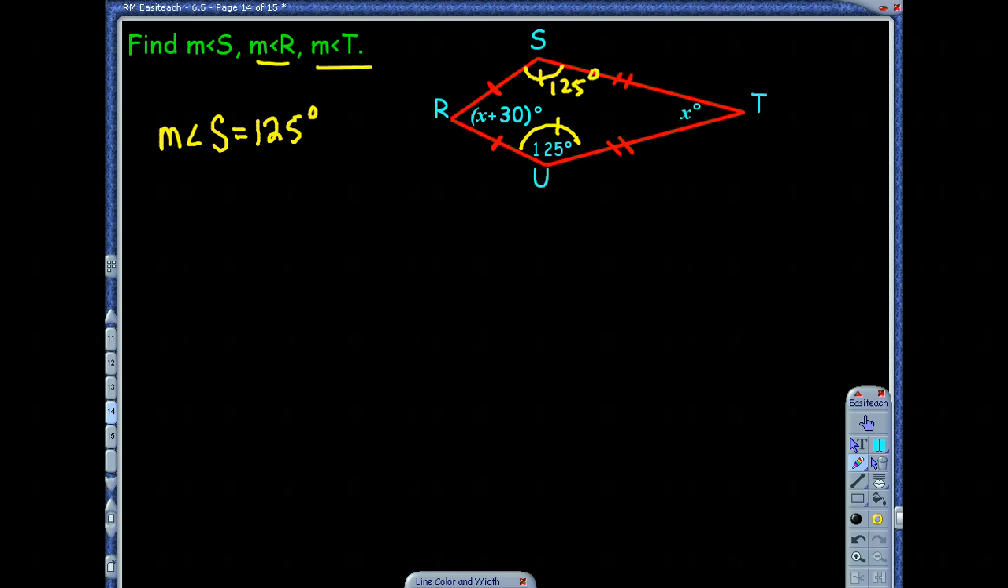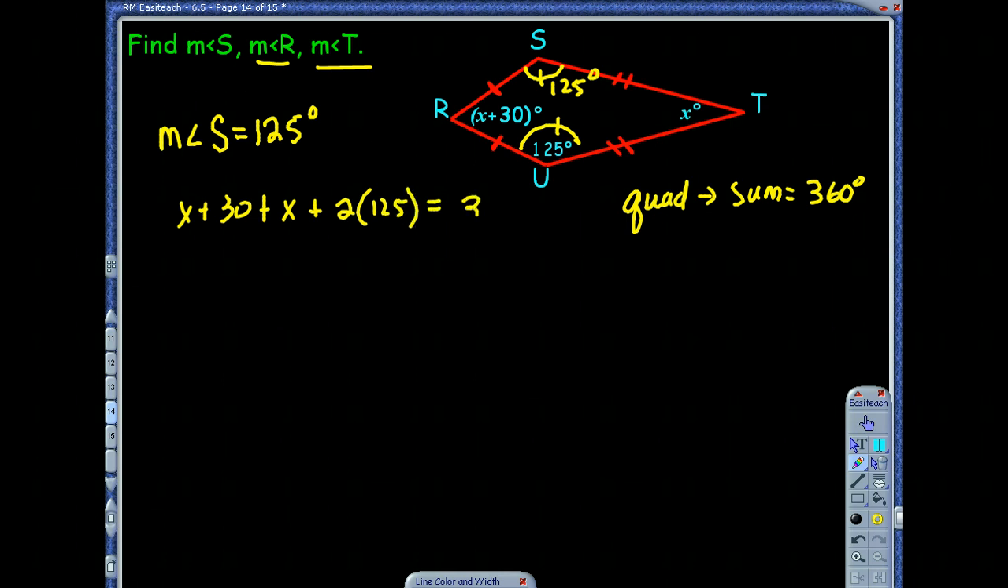Now, we know the other two angles are not congruent, but that's about as far as we can go with that. So from here I'm going to go to the idea of a quadrilateral. All the angles together equal 360 degrees. So let's say x plus 30 plus the other x, plus 125 plus another 125, so basically two of the 125s, will equal 360. So we solve it, and x would end up being 40.